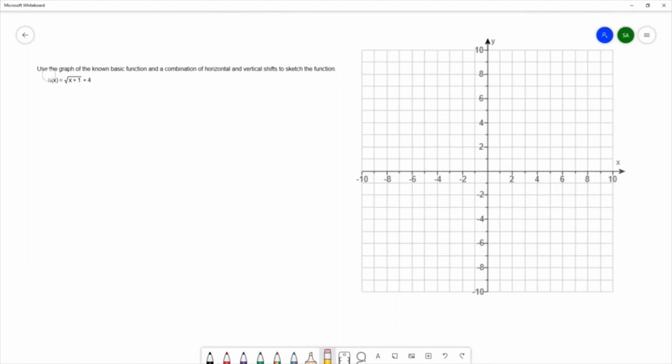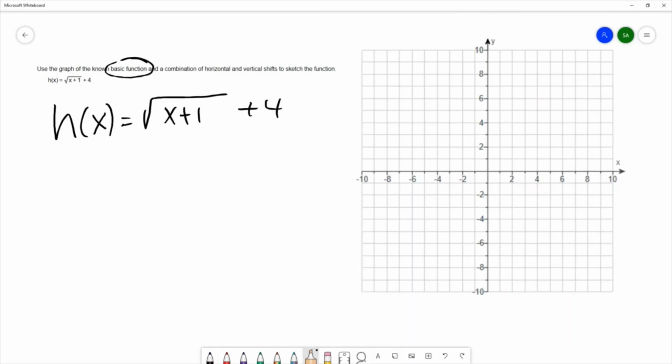For this question, we want to use the graph of the known basic function and a combination of horizontal and vertical shifts to sketch the function. Our function is h of x equals the square root of x plus 1, plus 4. I'm going to write that a little larger. The square root of x plus 1, plus 4. So first we want to figure out what that basic function is, and there's a clue in our equation. We have the square root, and that means that our basic function is y equals the square root of x.